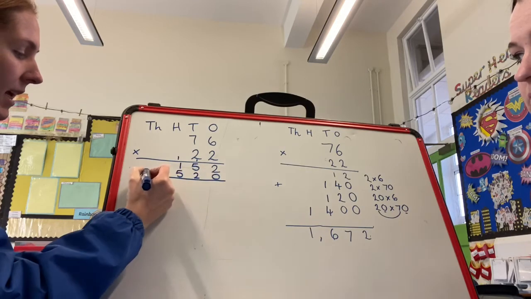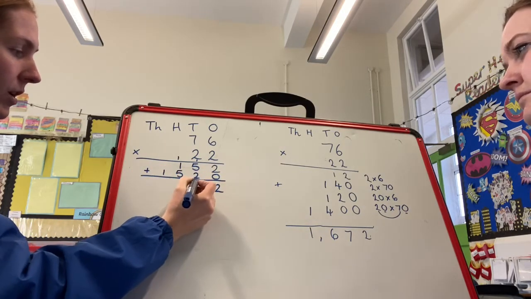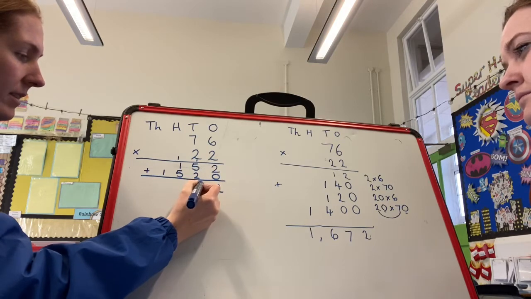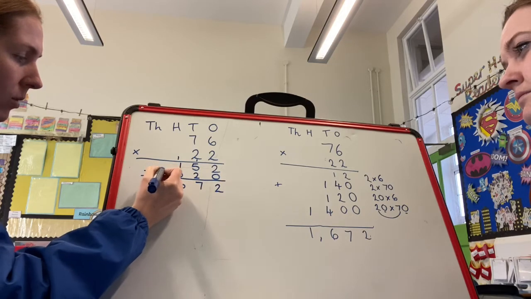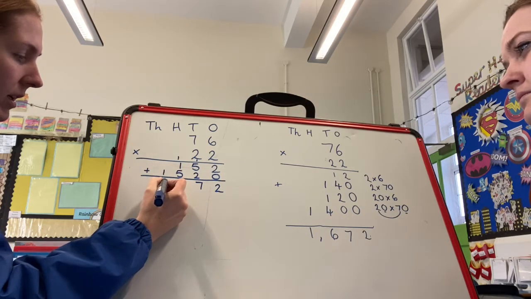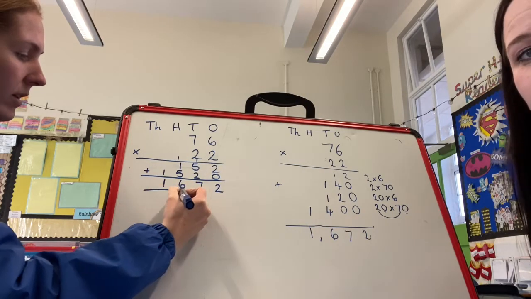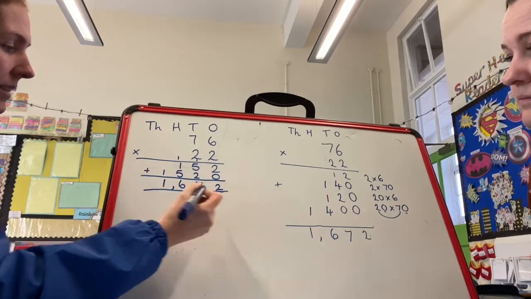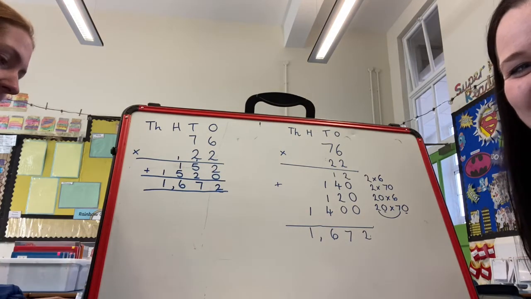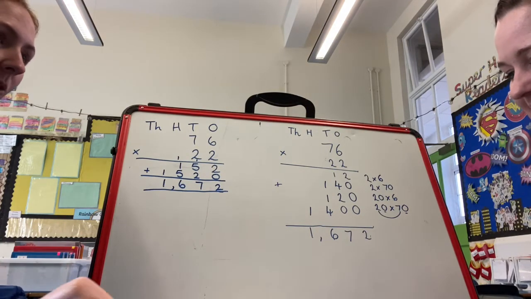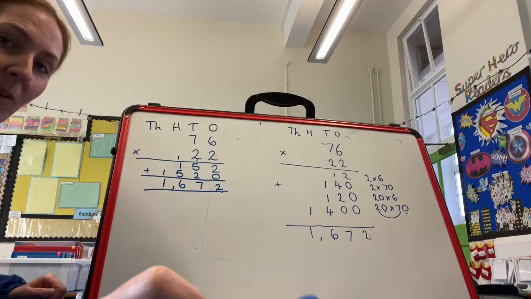Now we're adding these together. 2 add 0 is 2, 5 add 2 is 7, 1 add 5 is 6, 1,000 add nothing is 1,000. So I've got the answer 1,672. Yay! The next one that we're going to do is going to be slightly longer, and a little bit tricky. Bear with us if we go wrong.